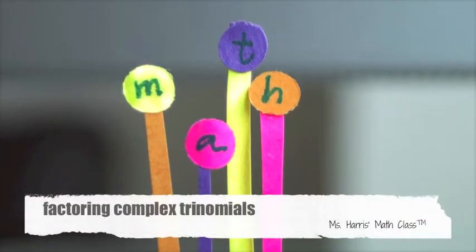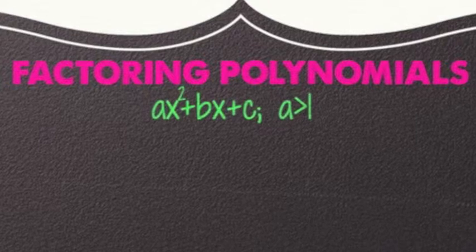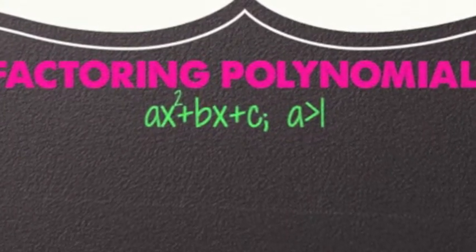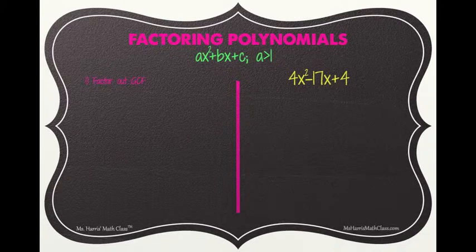Ms. Harris here with today's lesson, Factoring Complex Trinomials, which simply means factoring trinomials whose lead coefficient is greater than 1 and can't be factored out as the greatest common factor. We'll begin with factoring the trinomial 4x squared minus 17x plus 4. This process, which I did not create, has 6 steps. Always begin by determining if there are common factors. There aren't any common factors in this trinomial.